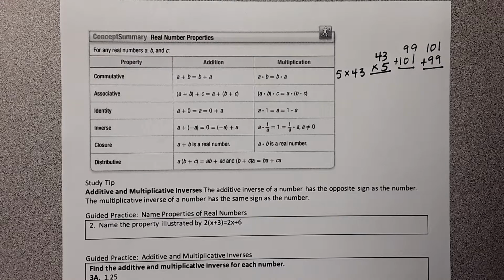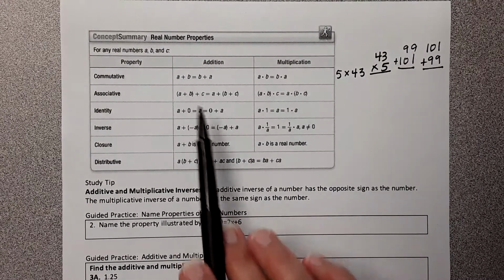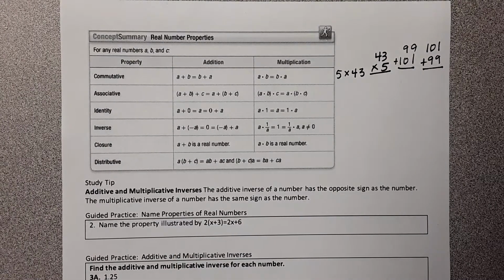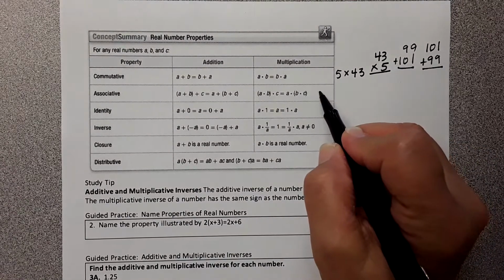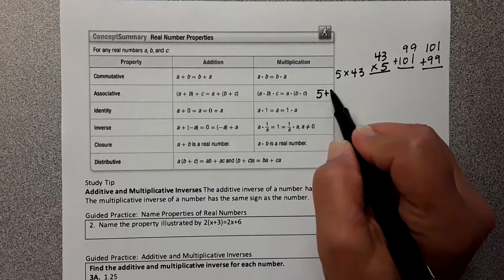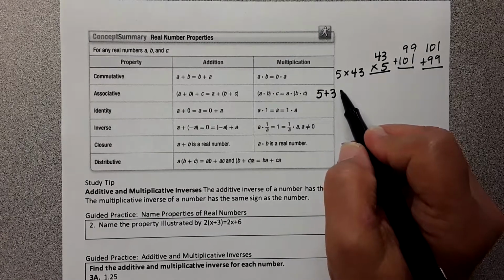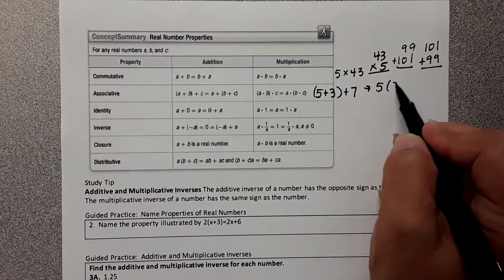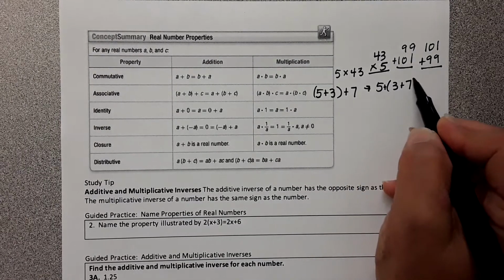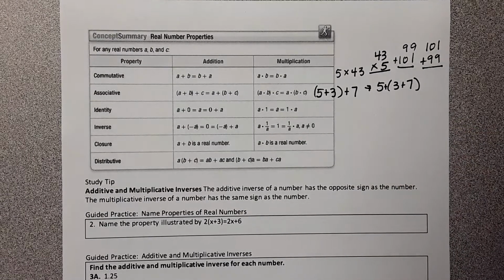Last week, in Algebra 2, we did associative. That's where you do different groupings. When you have 5 plus 3 plus 7, I would rather do 5 plus the quantity 3 plus 7, because you know 3 plus 7 is 10. It's where you say, I'm going to add these two numbers together first. That's associative.